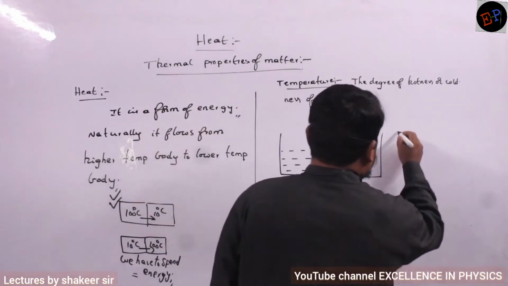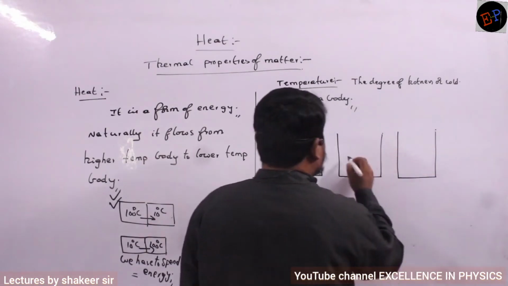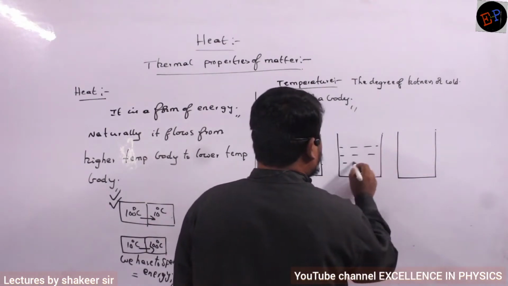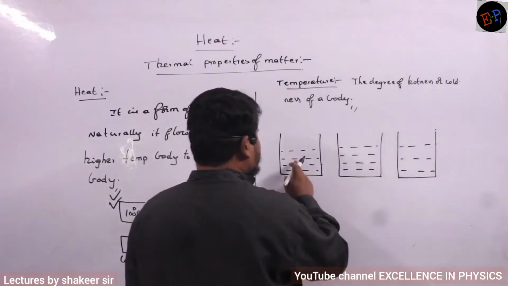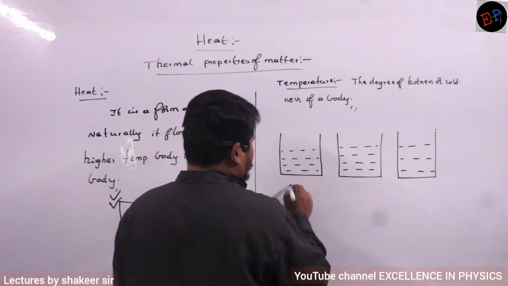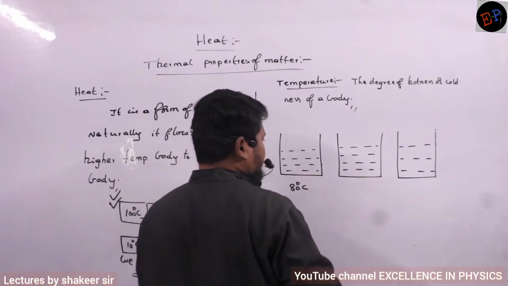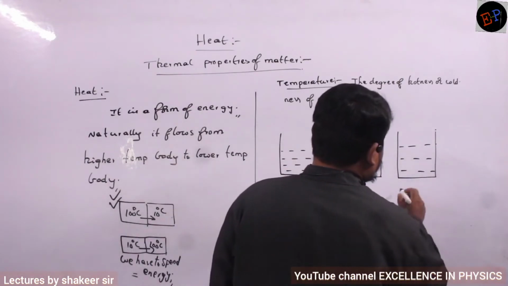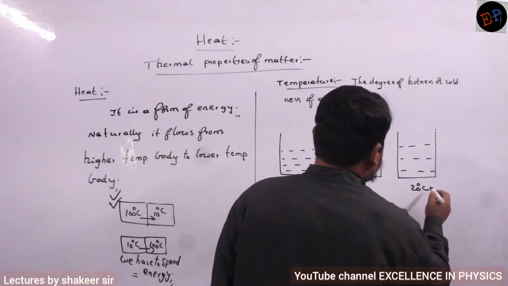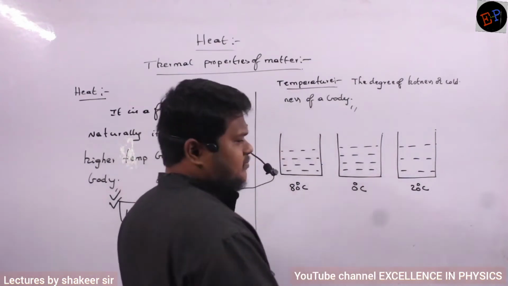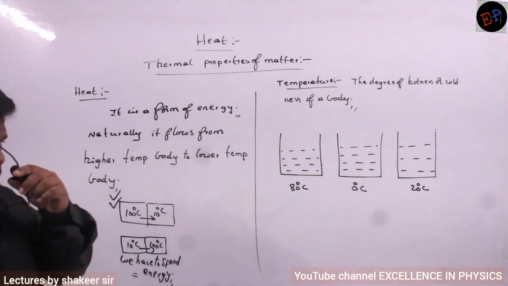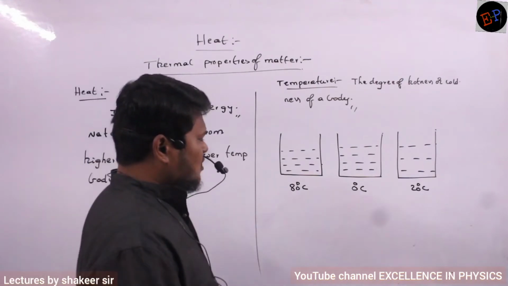3 beakers I can take, in which water is filled at different temperatures. Consider this is water at 80 degrees Celsius. And consider this is water at 20 degrees Celsius. And consider this is water at 0 degrees Celsius. Are you able to understand? So we are taking 3 different waters now.